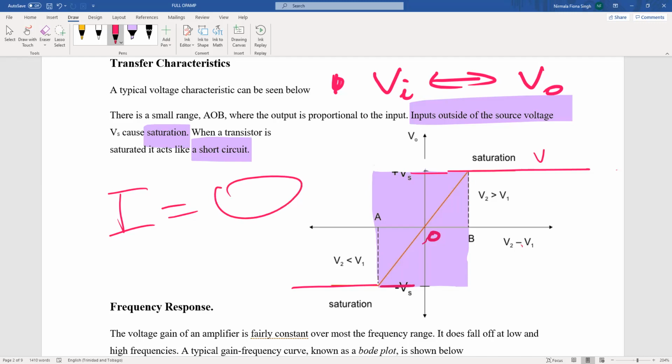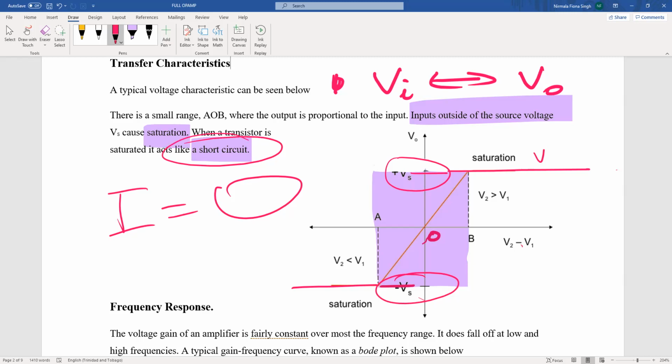Your current is 0. It is not infinite. Whenever you have a short circuit, that means there's a gap in the system, or there is basically no current flowing in your circuit. So that's how we say it shuts down. That's why you never want to operate above your saturation voltage, because your circuit will end up behaving like a short circuit.